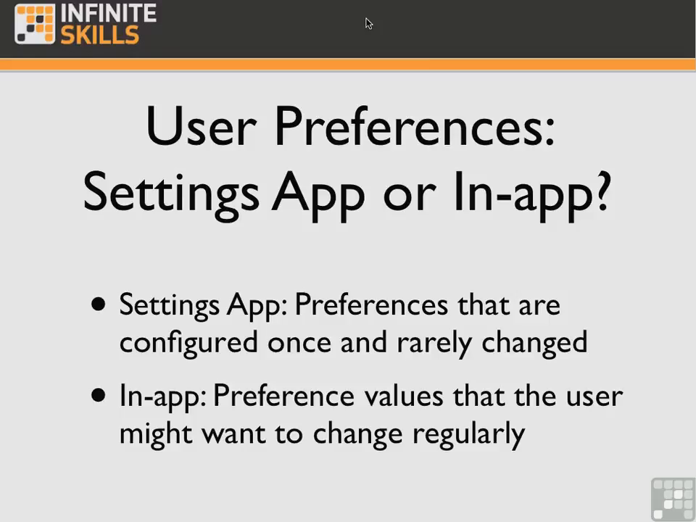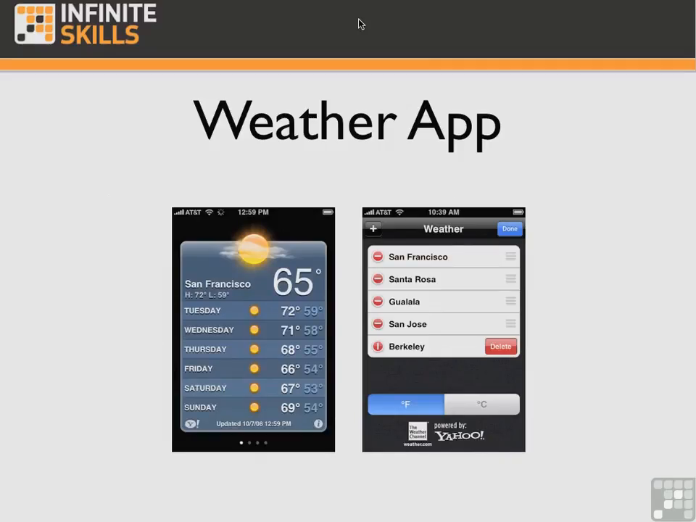Now, you would offer a way to change your settings in the app if you have preference values that the user might want to change regularly. The iPhone's Weather app is a good example. Suppose you want to add another city to the Weather app. It's really easy to do. All you have to do is tap the info button at the bottom of the screen. The view flips around, and you can add it to your list of cities. Or you can say, delete Berkeley, as I'm about to do in this screen.